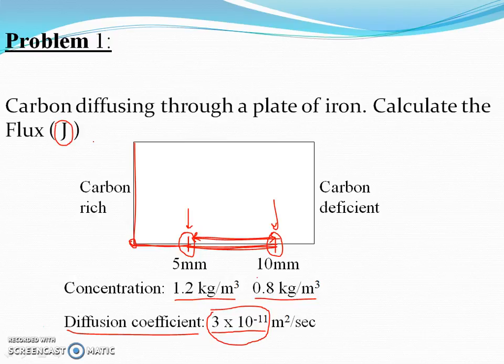Because each and every data are available to us. Concentration difference, that is C1 and C2, is given, and the D value is given, as well as the dx value, or the distance through which the diffusion is happening, is also given to us. So think on it. We will be solving the problem shortly.